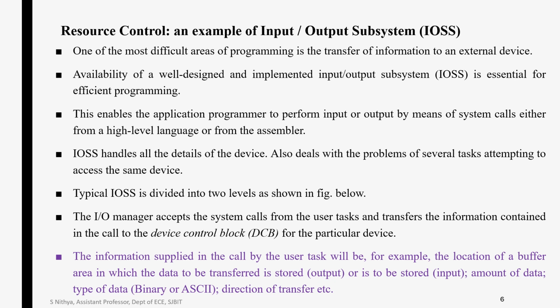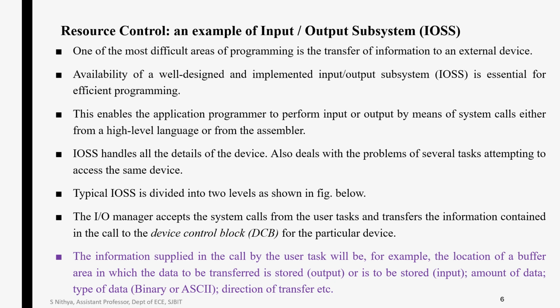This enables the application programmer to perform input output by means of a system call, either from a high level language or from the assembler. The input output subsystem handles all the details of the devices, and it also deals with the problem of several tasks attempting to access the same device. The typical input output system is divided into two levels. The input output manager accepts the system call from the user task and transfers the information contained in the call to the device control block for the particular device.